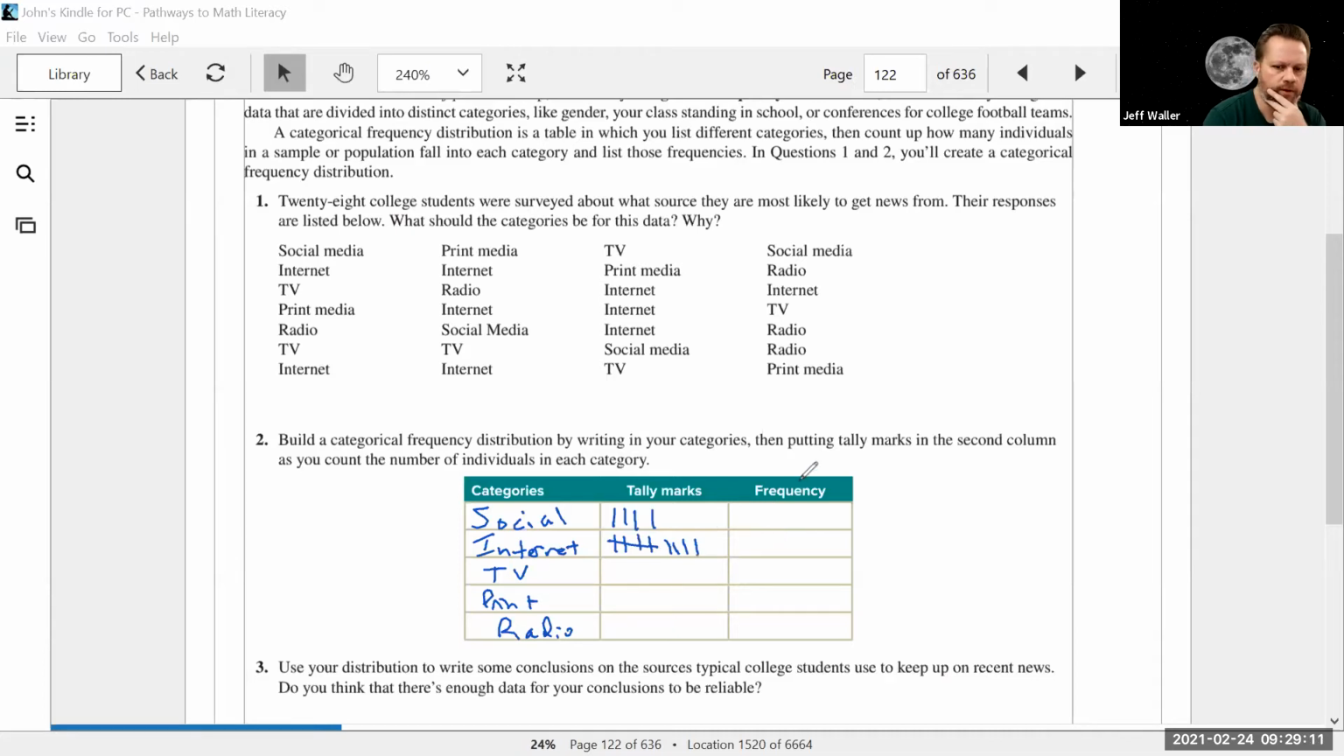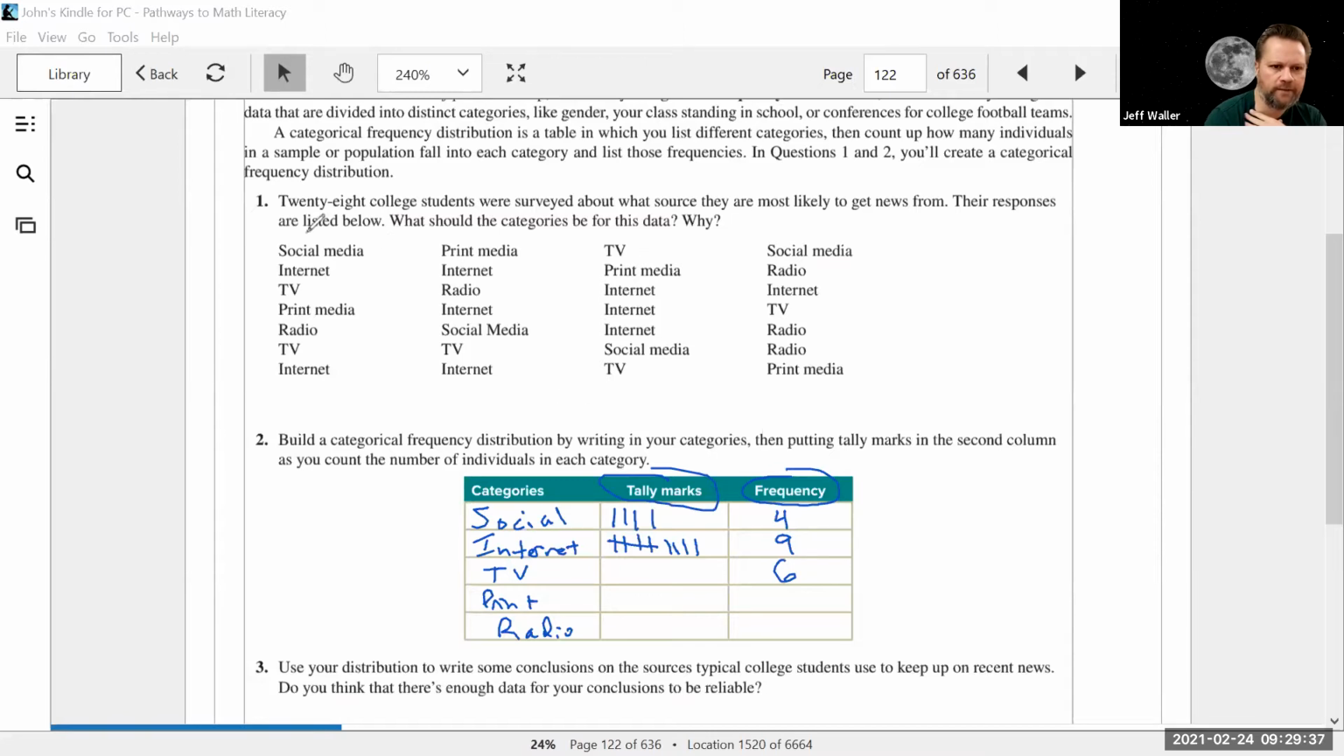Yeah. So frequency is just putting the number down. There's 4 social, seems to be 9 internet. How many of them TVs? TV kind of stands out. That's nice. 6. So I really don't have to do the tally marks. Are you guys with me? Because like TV, I see 1, 2, 3, 4, 5, 6. TV's nice. It kind of stands out.